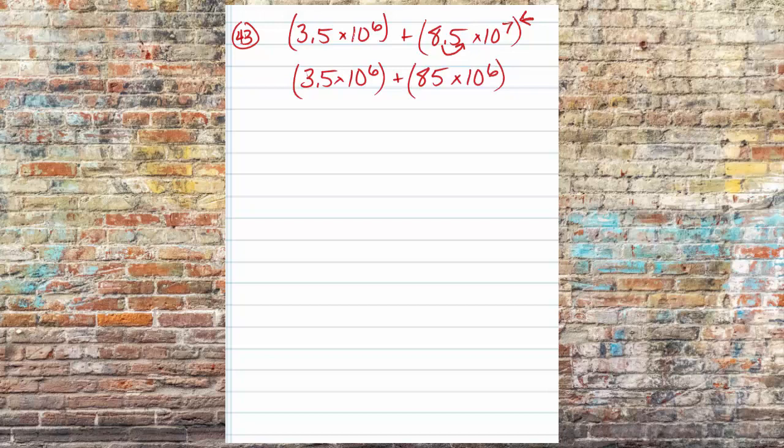Where we treat this like we would factoring, we now know that I can add the integer term, and I can then keep the base and its power the same. 85 plus 3.5 gives me 88.5 times 10 to the 6th power. 88.5 is not quite yet in scientific notation, so I'm going to move the decimal to the left one and get 8.85 times 10 to the 7th power.